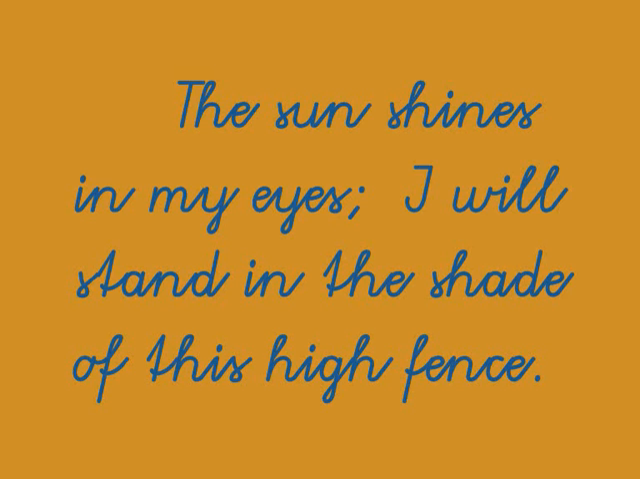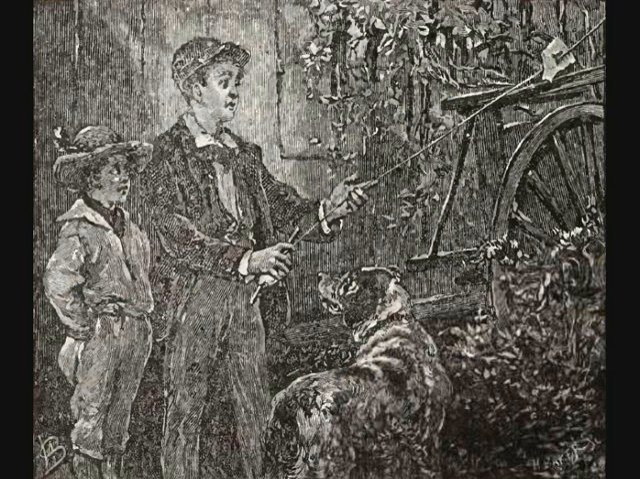Let's look at it. The sun shines in my eyes, semicolon, I will stand in the shade of this high fence. So because the sun shines in my eyes, I will stand in the shade of this high fence. So you see, those are two independent clauses, two sentences really, but you make one sentence out of them by taking out the period and adding the semicolon in between them and joining them. Let's read on.